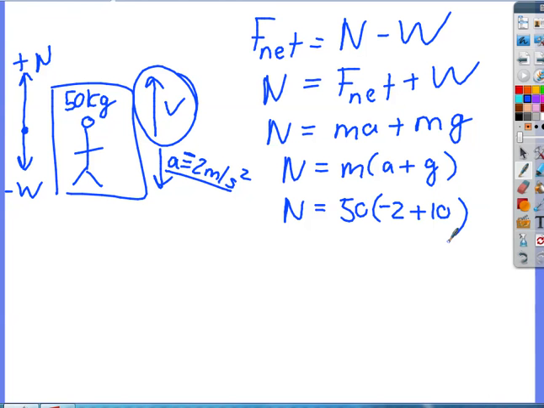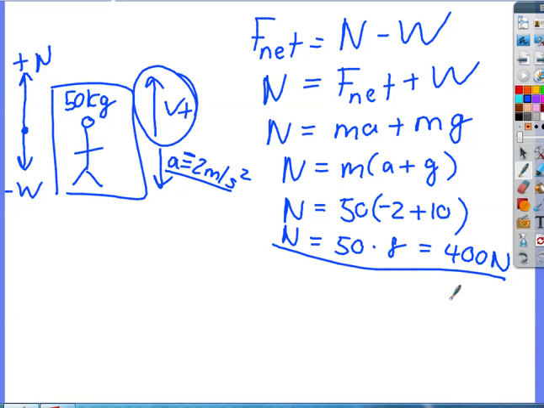That's going to be the most difficult thing, is for you to remember the direction of motion is always positive. Anything pointing opposite of that, make it negative. And so this would be 50 times 8, which would equal 400 newtons. So now my apparent weight is less than my real weight. All right?